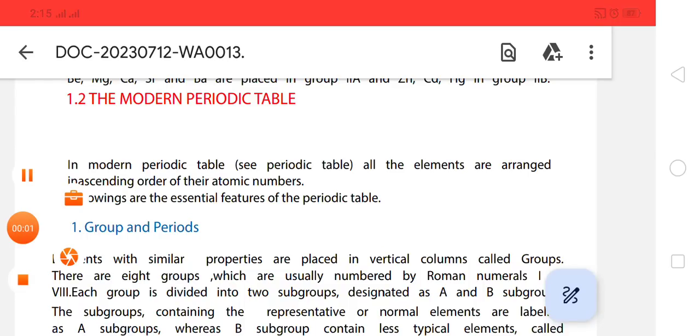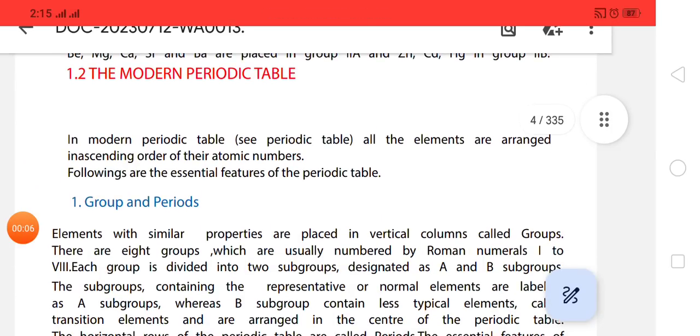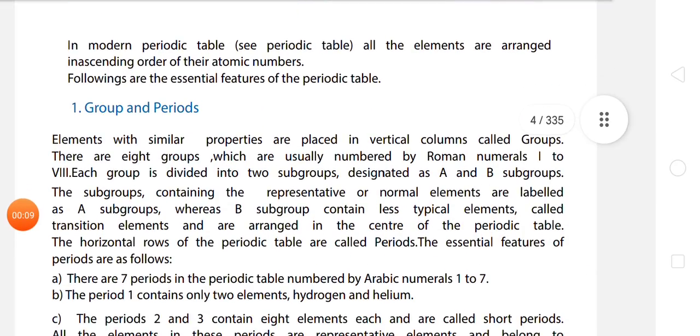Chapter 1, the modern periodic table. In the modern periodic table, all the elements are arranged in ascending order of their atomic numbers. Following are the essential features of the periodic table.